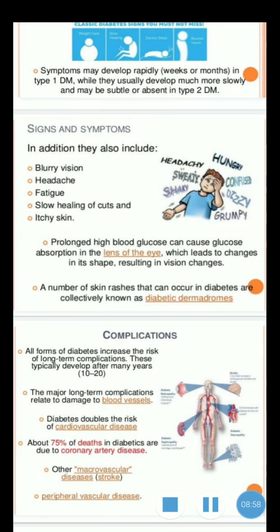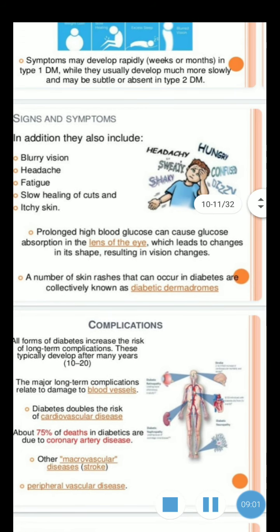Then second, a number of skin rashes that can occur in diabetes are collectively known as diabetes dermatomes. Yes, the skin rashes that occur in diabetes are known as diabetes dermatomes.